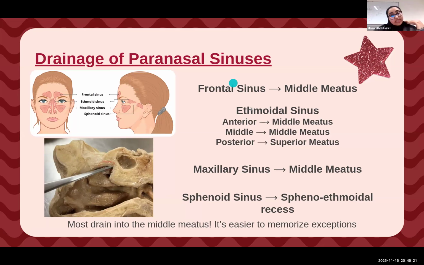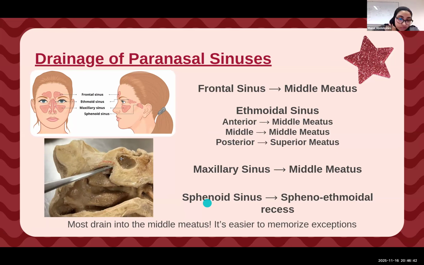Ethmoidal sinus has three different parts. You don't really need to know where they're located or anything, but just know that the different parts drain into different areas. The anterior and the middle part drain into the middle meatus. Posterior is an exception. It's going to drain into the superior meatus. We have the maxillary sinus here, and it drains into, again, middle meatus.